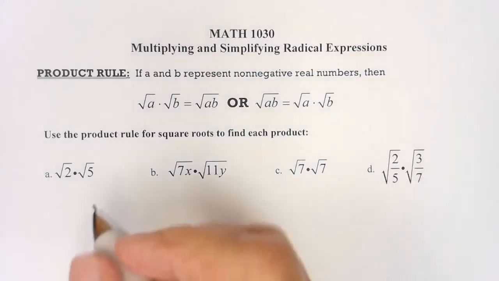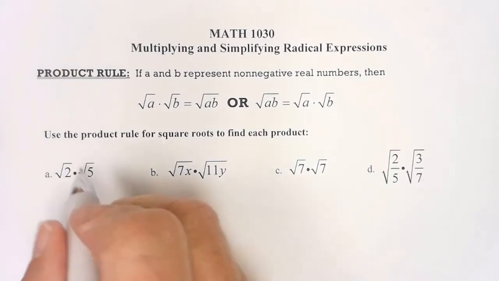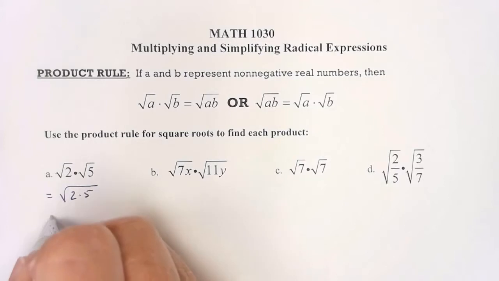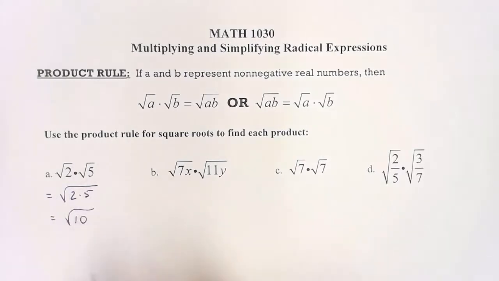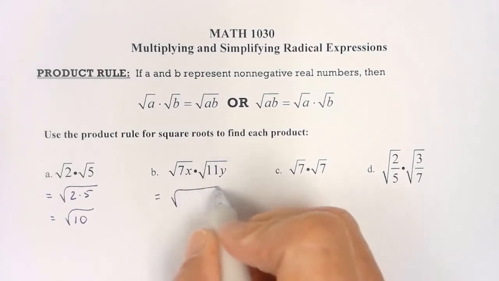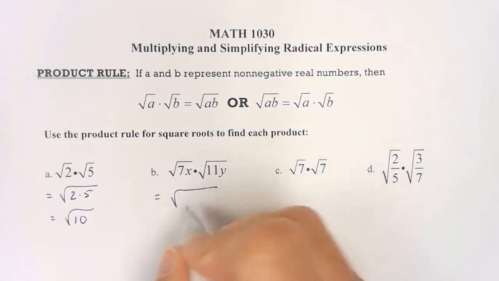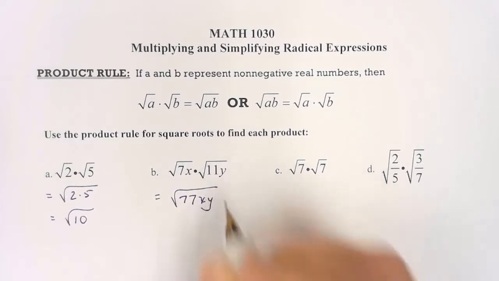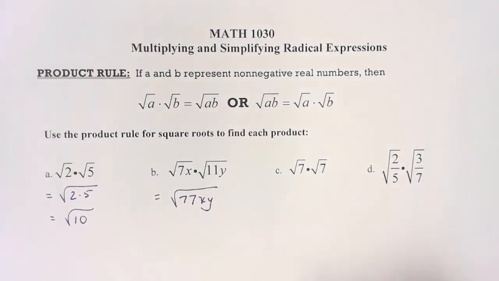So in the first one, I've got the square root of 2 times the square root of 5. That's the same thing as the square root of 2 times 5, or you could go ahead and just say the square root of 10. In the next one, I've got the square root of 7 times 11. That's 77, and it's all under the radical.